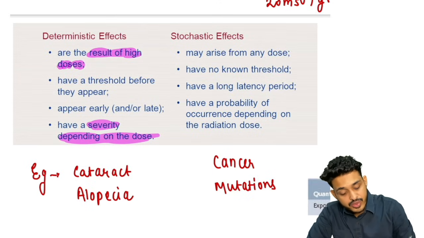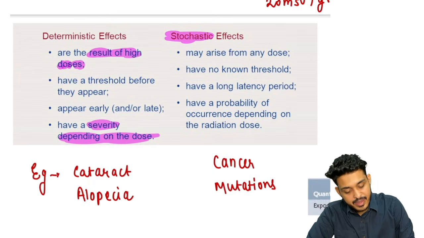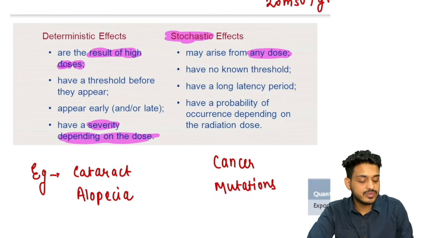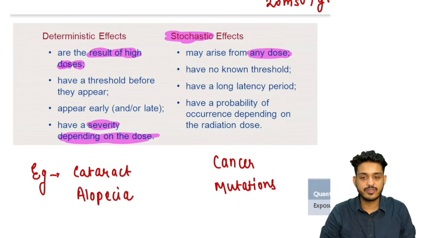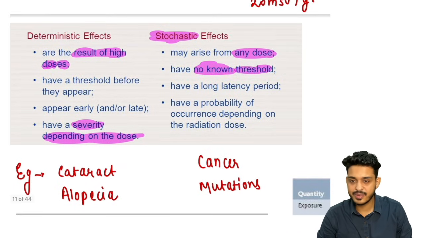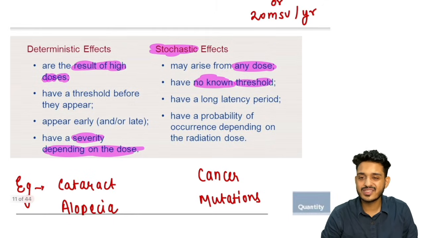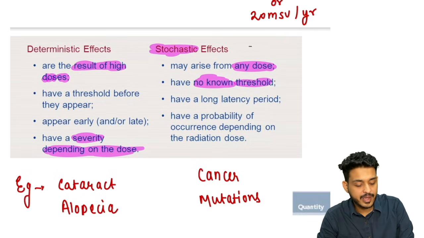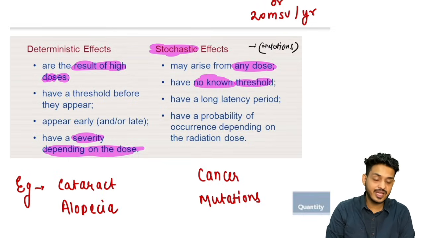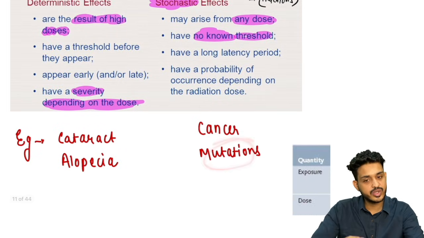Another one is the stochastic effect. Stochastic effects may arise from any dose, because we do not have any known threshold. They have a long latency period and a probability of occurring depending on the radiation dose, right? They happen because of some kind of mutations. You are exposed to radiation for some period of time, and then you have mutations in your cell, and these mutations lead to cancer formation. It can even lead to other mutations also, right?